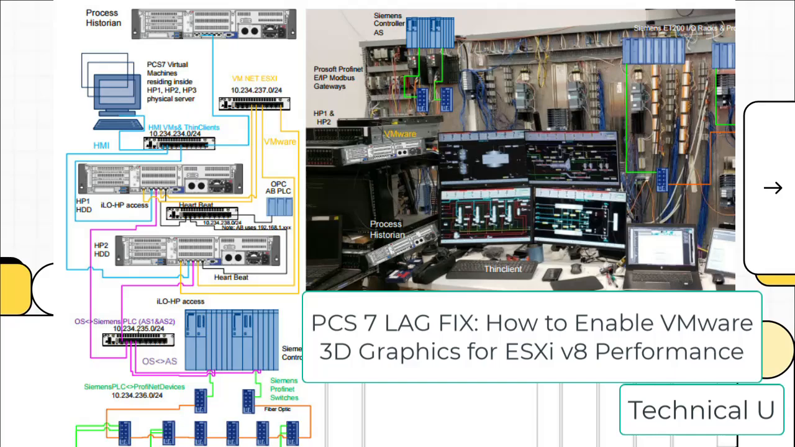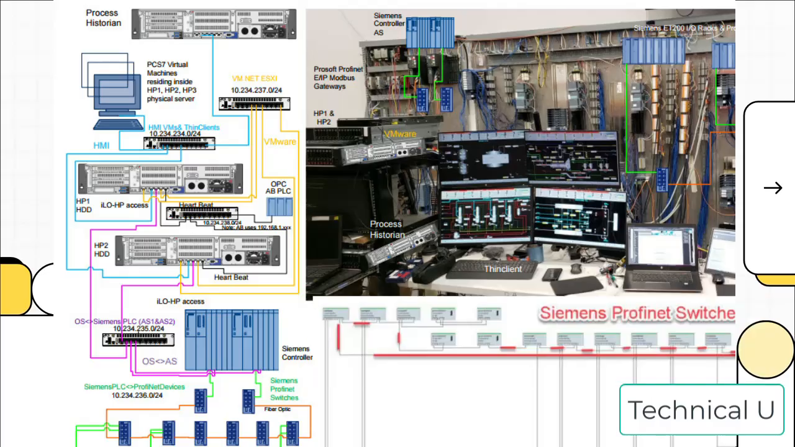Okay, let's just get straight to it. If your PCS7 system running on ESXi version 8 feels like it's dragging through mud, you are absolutely in the right place. We are about to pinpoint the real culprit behind that performance lag. I'm going to walk you through a fix that takes like 60 seconds and will totally transform your system's response time. And of course, I'll show you the hard data to prove it.